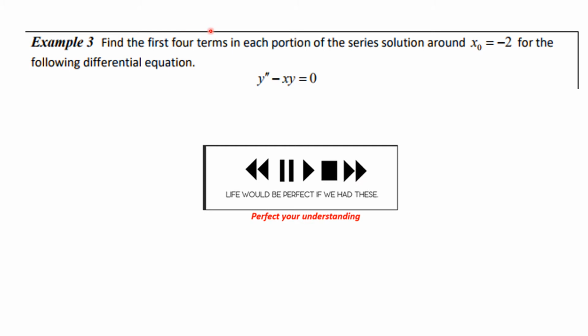Let's look at another example. Now here I'm changing the directions up a bit. It says find the first 4 terms in each portion of the series, and now we're doing it about a different point. It is x0 equals minus 2 for this differential equation. Now the differential equation is the same. You know what to do? Let's see how you do.